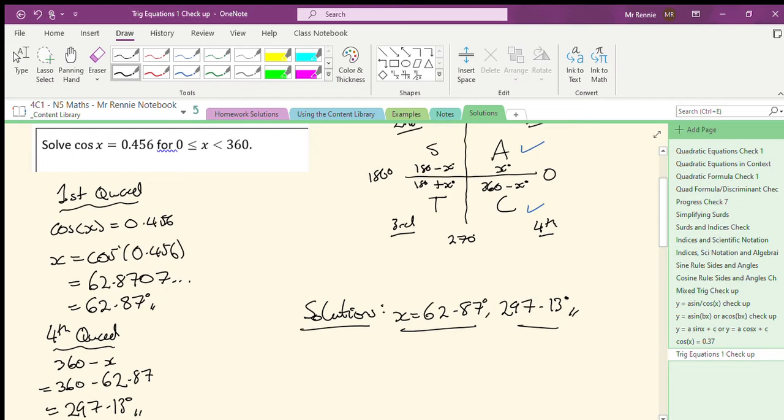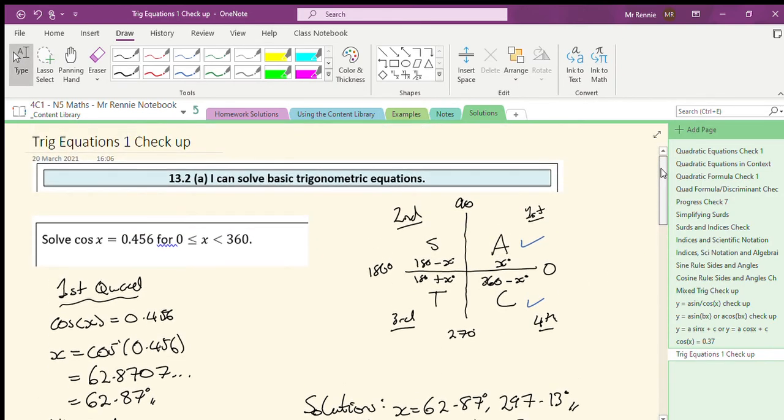So that's the solution for the first question that we've done in the checkup, and it's also the first one to put into your notes in section 13.2 part A.